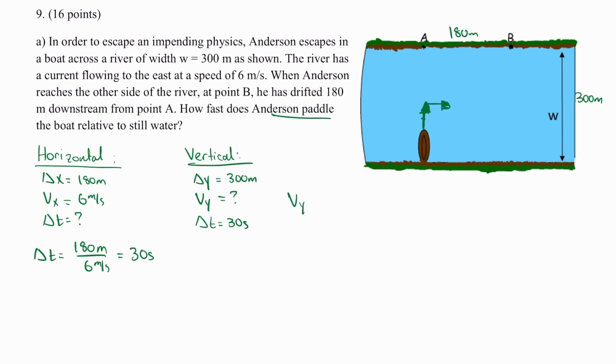So I can use that my velocity will be equal to my displacement, delta y over the time, or you can think of it as just speed equals distance over time. So the distance traveled vertically is 300 meters. The time it takes is 30 seconds. And so Anderson by himself can paddle at a rate of 10 meters per second.